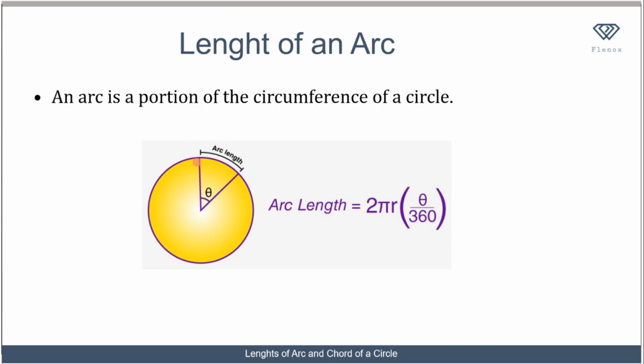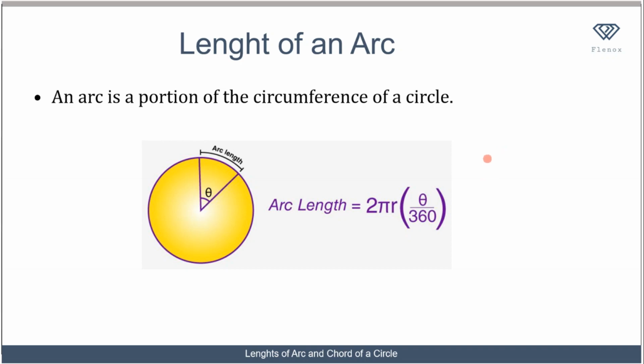So if I have a circle as shown here and I just take a section out of the circumference, that small section that I've taken is called the arc. So how do we calculate the length of an arc? The formula for calculating the length of an arc is given as 2 pi r times theta over 360.